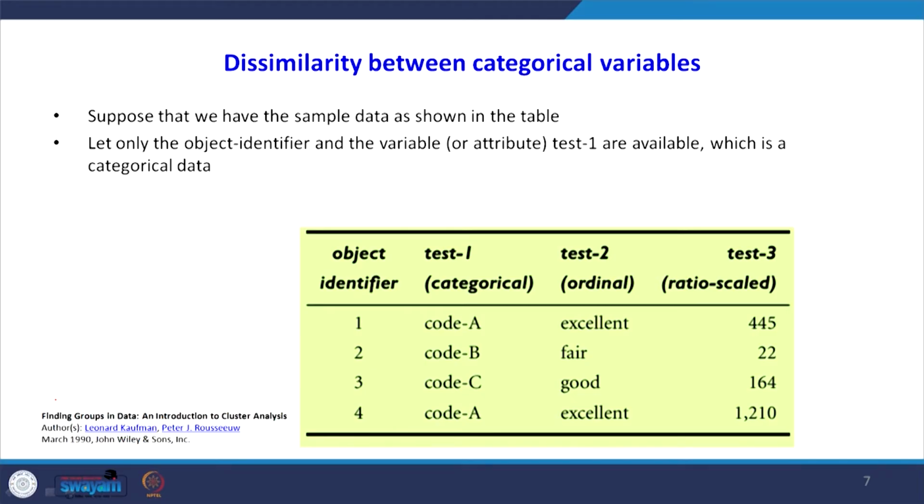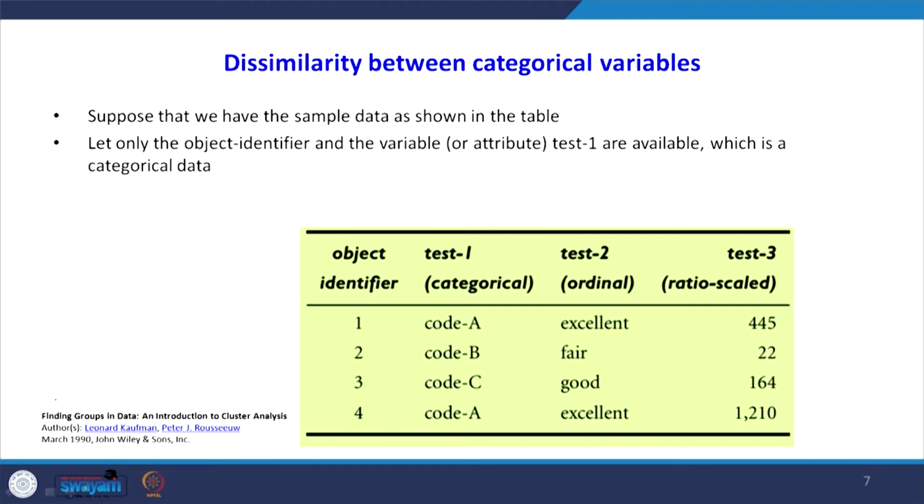The source for this example is this book, Finding Groups in Data, an Introduction to Cluster Analysis by Kaufman and Rousseau. The publisher is John Wiley. Suppose that we have the sample data as shown in the table. The table has 4 columns. One is object identifier, the second column is test 1, categorical data, the third column is test 2, ordinal, and the fourth one is test 3, ratio scaled.